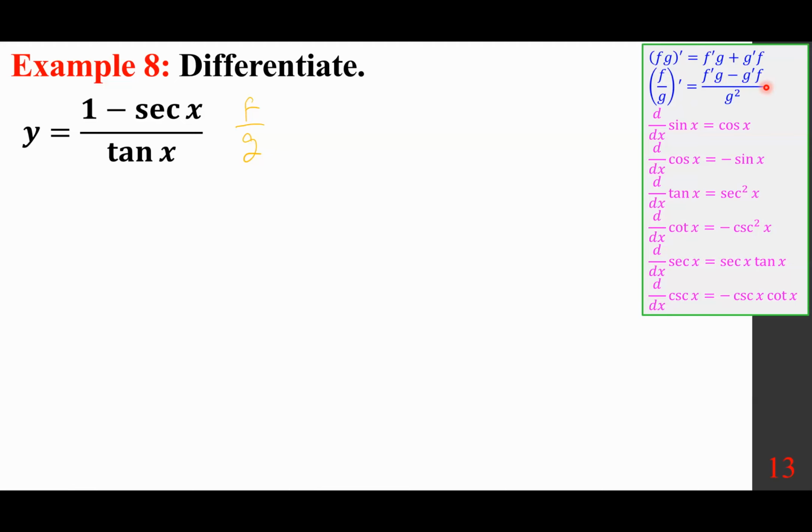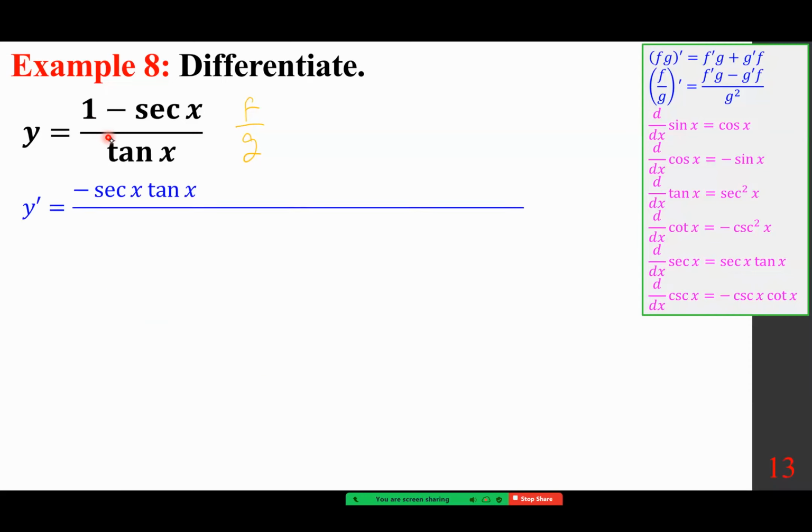So, sticking with this, f prime g. So I need the derivative of the top. This is a number, whatever it is, 0, minus secant is secant x tan x. Take a look. The derivative of secant x is secant x tan x. You can use it for now, but you have to memorize it, class. So you're getting started. It's okay for the starting. So we start with that. So minus secant x tan x and times g, just times the bottom, tan x.